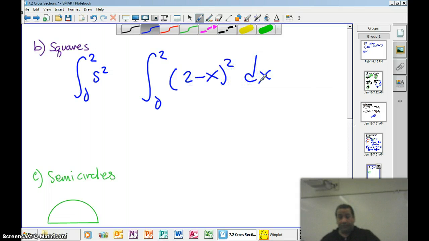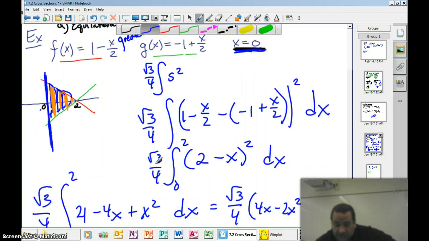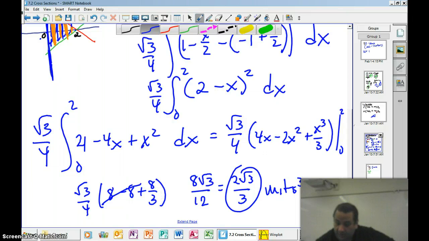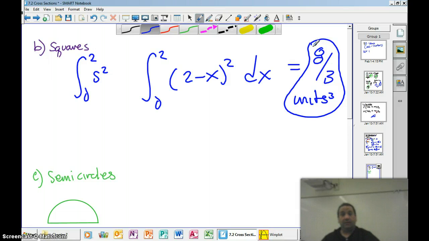Well, don't do a lot of work, folks. Don't do it. Because down here, isn't that what this was? I just had the square root of 3 over 4 in the front. So this, I know, comes out to be 8/3. So when I do this problem, this is 8/3 cubic units. All right? Because you just kind of did it. It's fantastic. Let's look at the semicircles. You may even want to start with this one first, if it gives you lots to do. You start with squares first, and anything squared, you know what the answer is, because you took the integral.